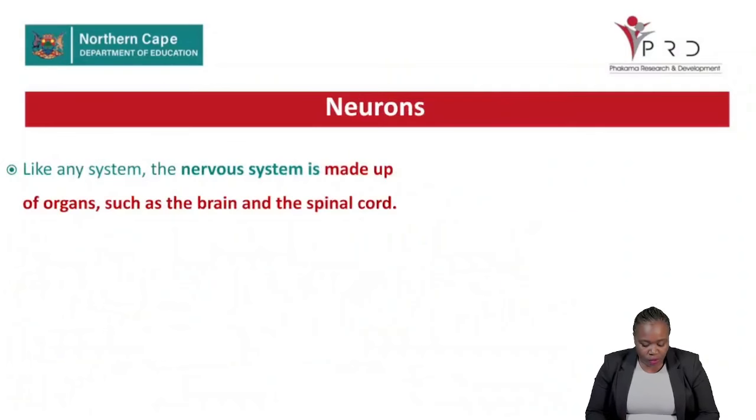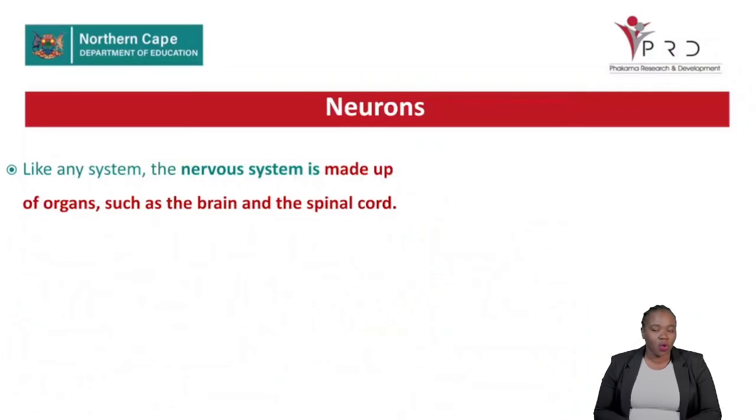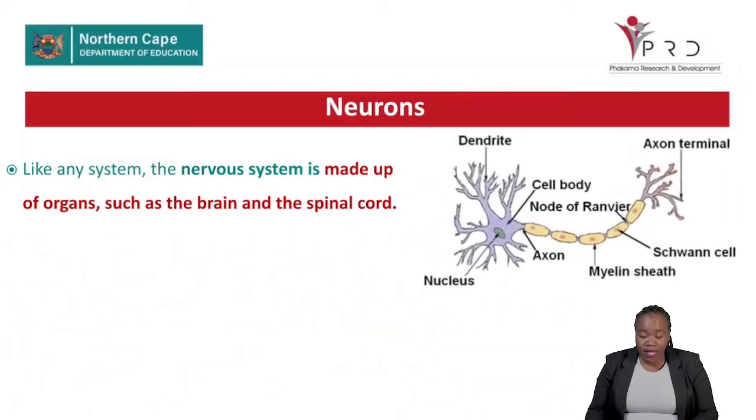Right. So we have spoken about the central nervous system. We have spoken about the brain and the different parts of the brain. Now we are going to be looking at the other parts of the human nervous system that work together with the brain. Just like any system, we did systems in the previous grades, right? So the nervous system is made up of organs, such as the brain, the spinal cord, and so on.